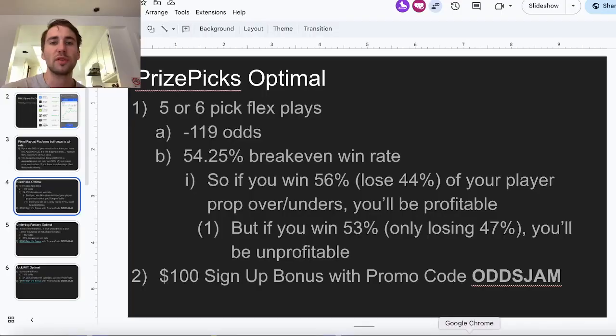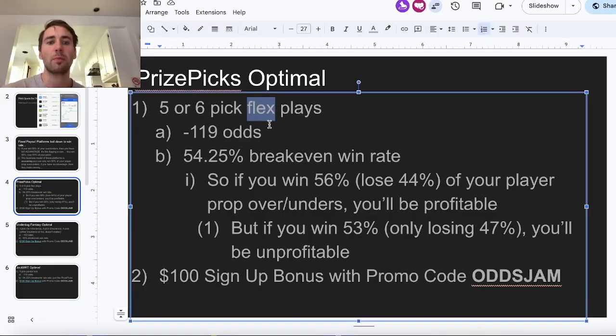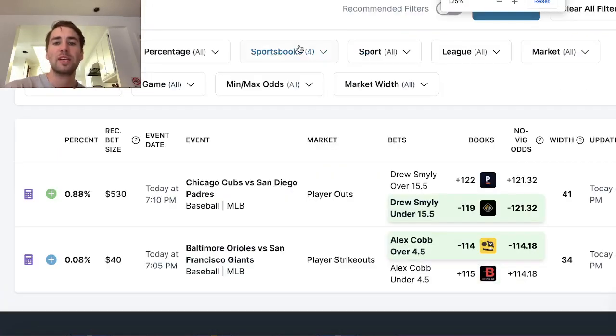So one of the betting tools I use to find player props on PrizePicks winning above 54.25% of the time is right here.